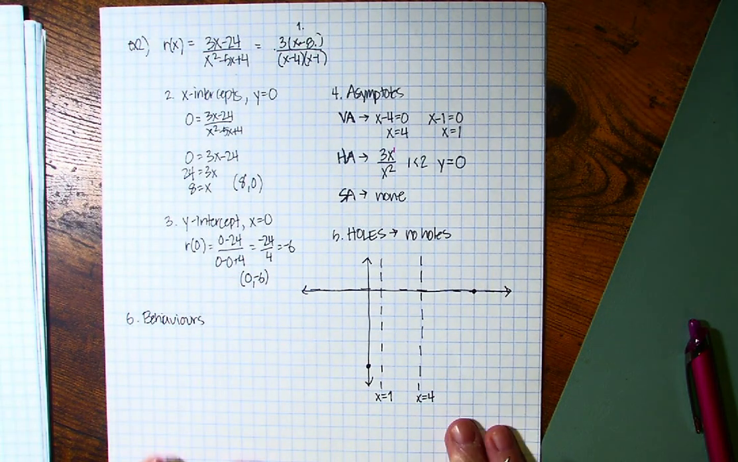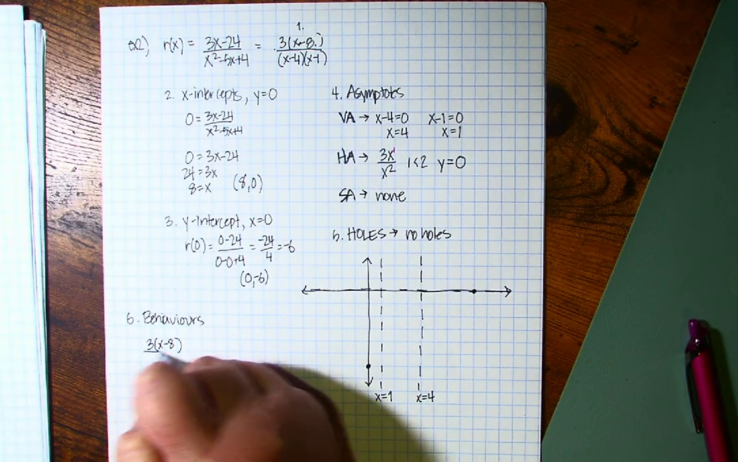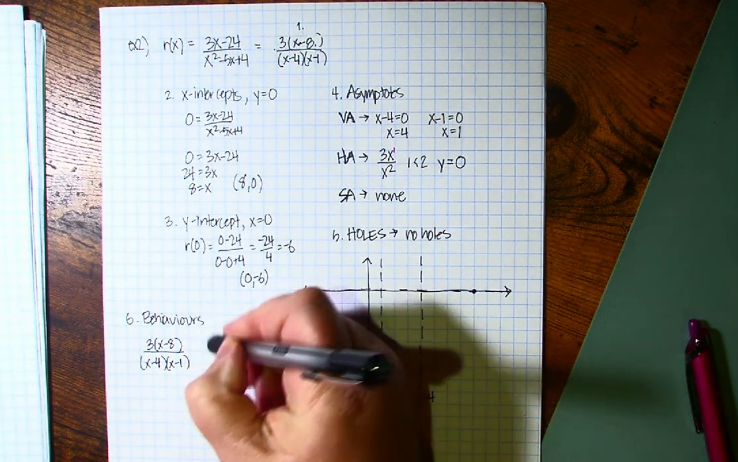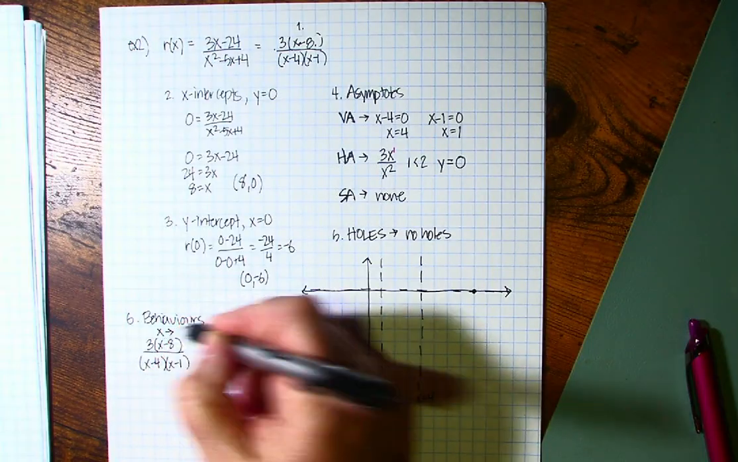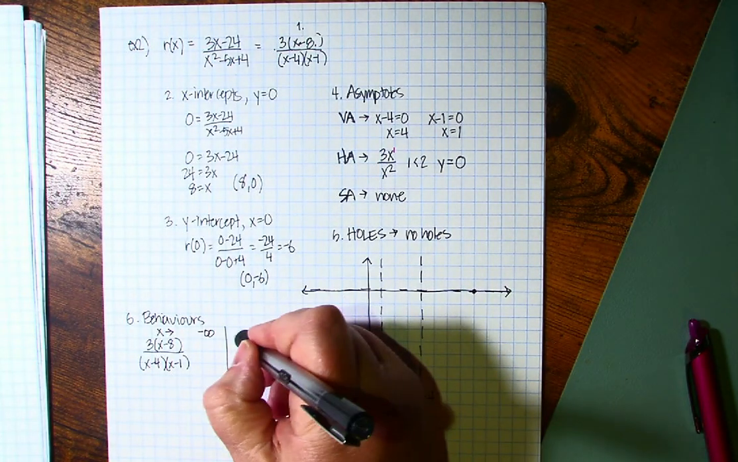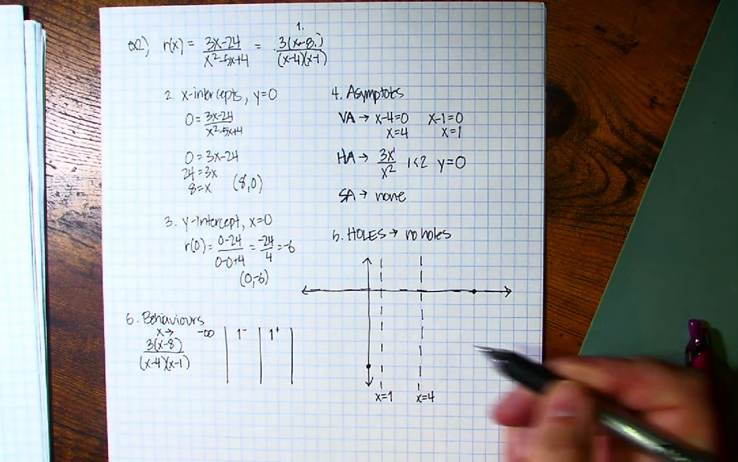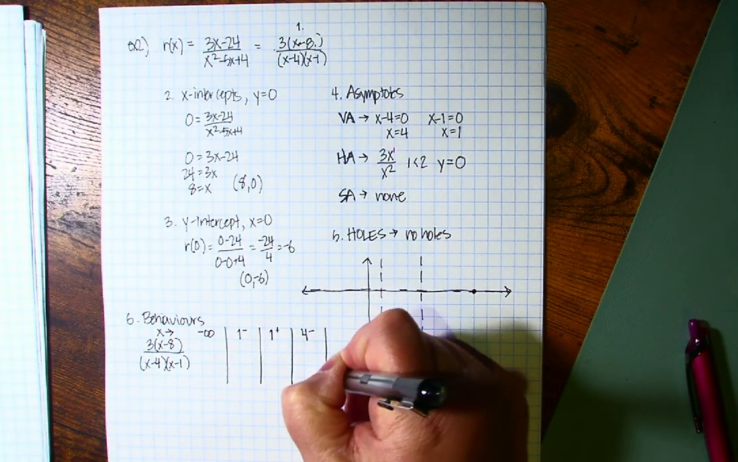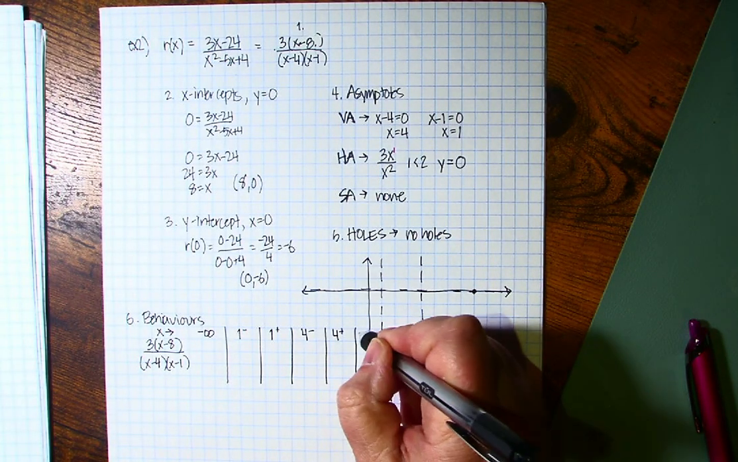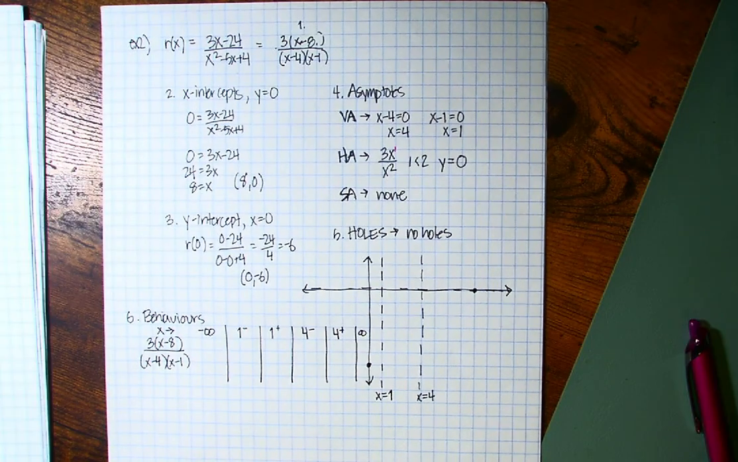Okay, so our behaviors will take the factors 3x minus 8, x minus 4, and x minus 1, and I will look at them as x approaches negative infinity. Then I need to do each of the asymptotes from either side: 1 from the left, 1 from the right, 4 from the left, 4 from the right, and then I need to do also positive infinity. I'm going to probably smush over my own work here, but that's okay, we'll get it.